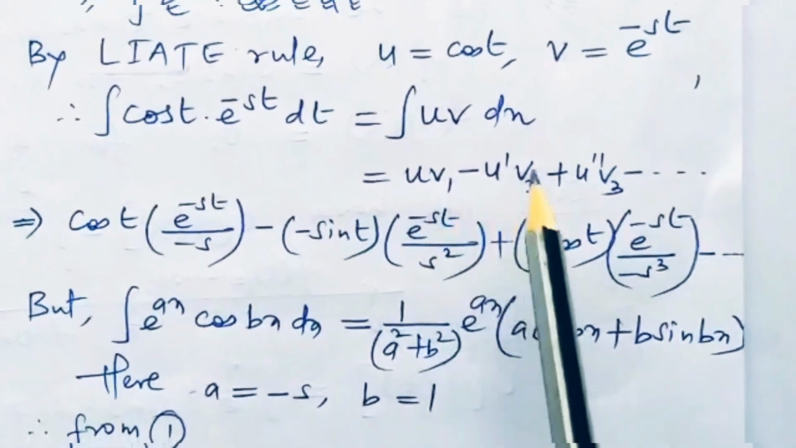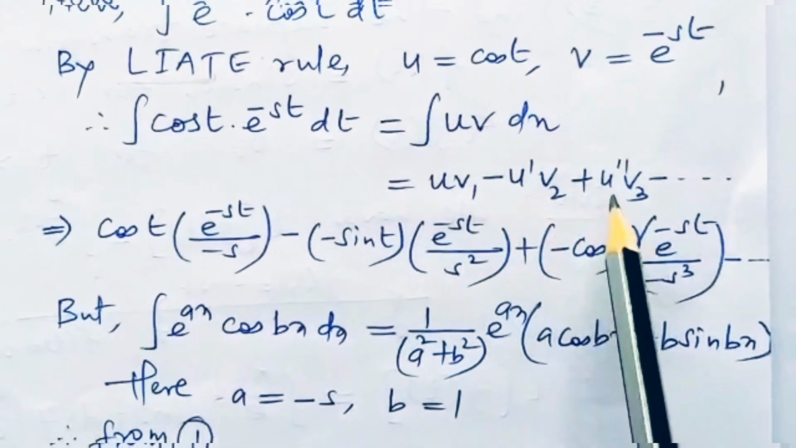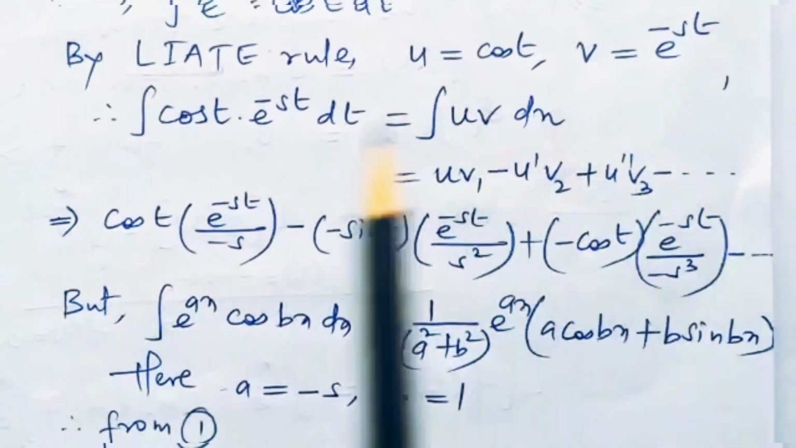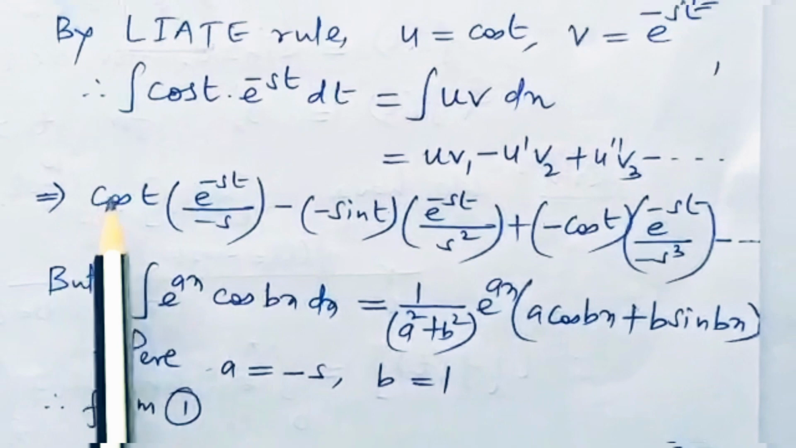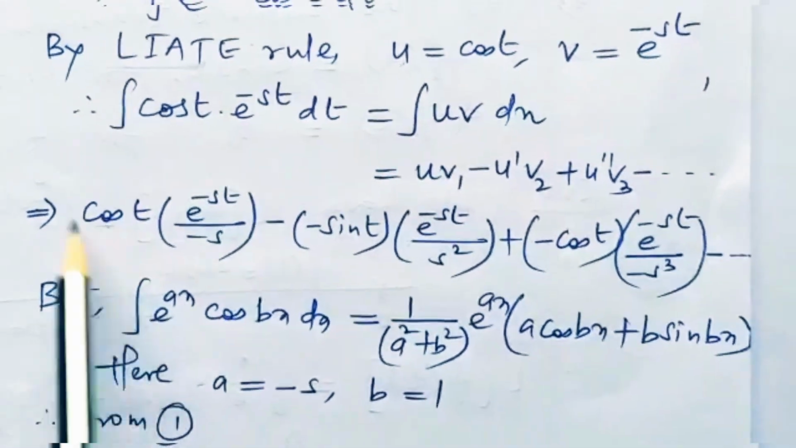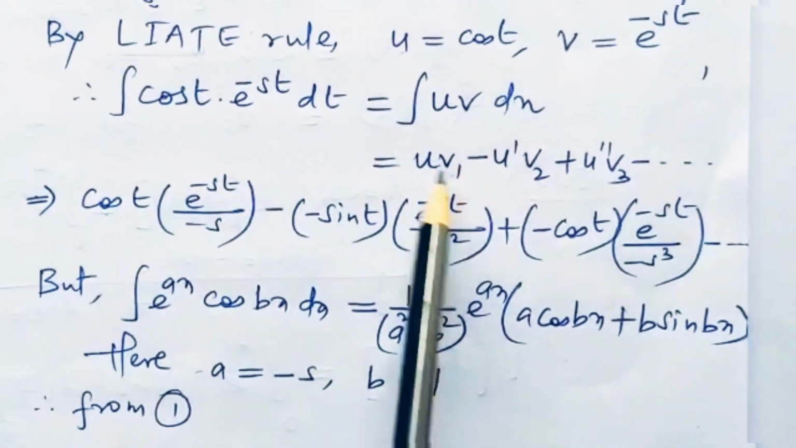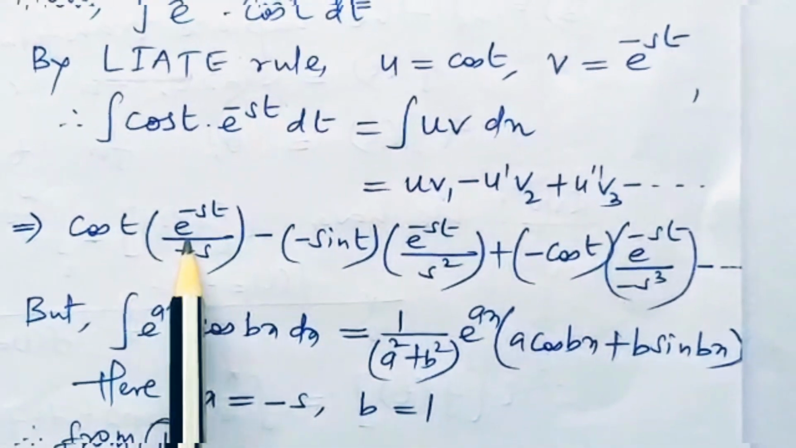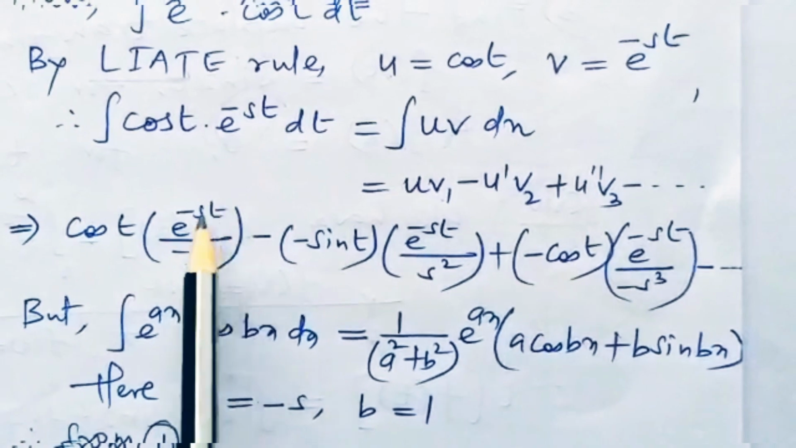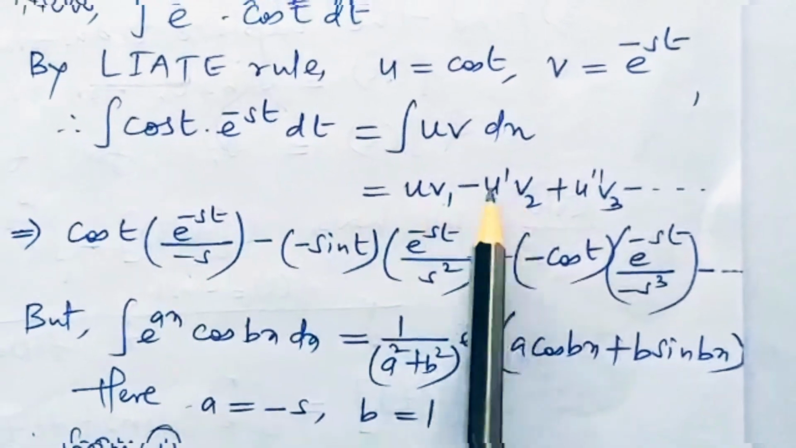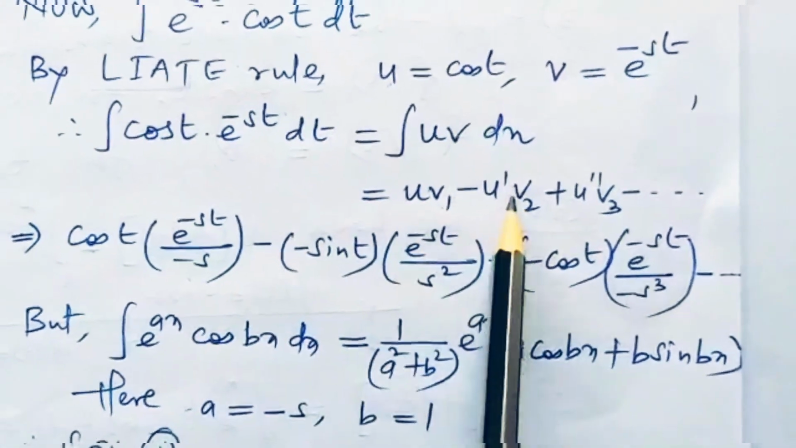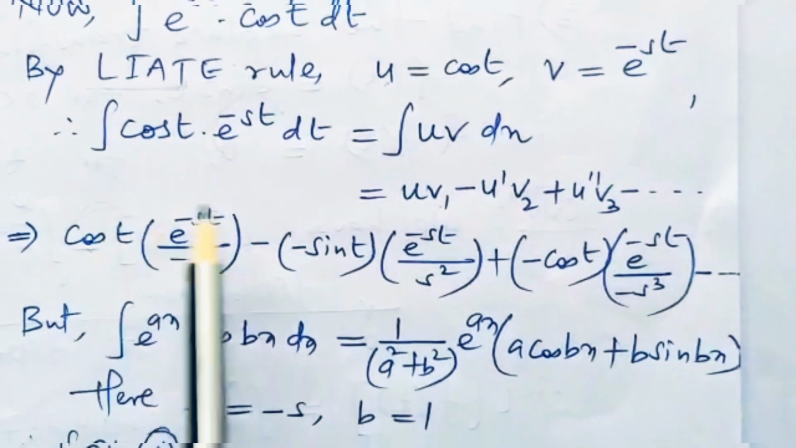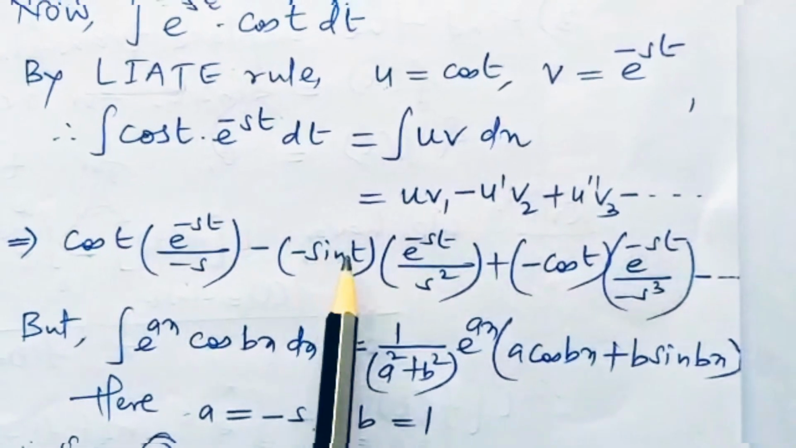If you observe the pattern in the first three successive terms, we can very easily analyze the nature of the series. So here the first u is cos t, and v1 represents the integration of e raised to minus st. What is the integration of e raised to minus st? E raised to minus st divided by minus s. Now u dash, put the negative sign, u dash, the derivative of cos t, is minus sin t. Better put it in brackets.